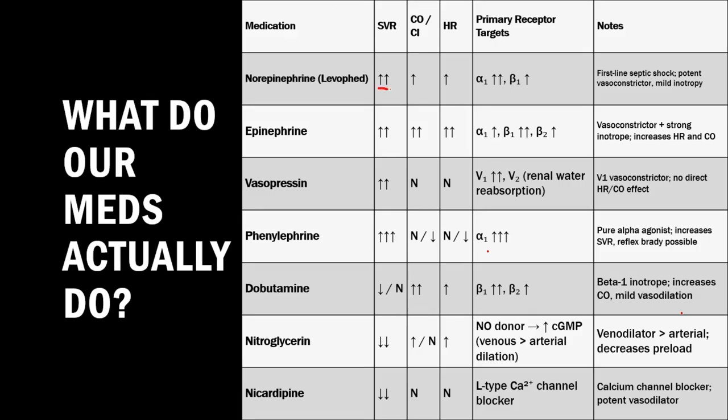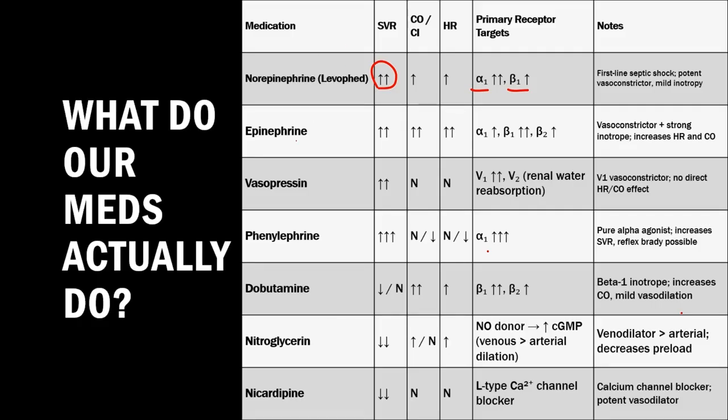You see we're having huge SVR increases. This is going to constrict very high because it's got those alpha properties, okay? But you see it also has beta 1 properties, meaning that it's going to send our heart rate up, and it's also going to increase that rate and that squeeze to give us that increased cardiac output. So Levophed, kind of our first line drug here in the ICU, especially in septic patients. This is going to be your go-to gold standard drug.